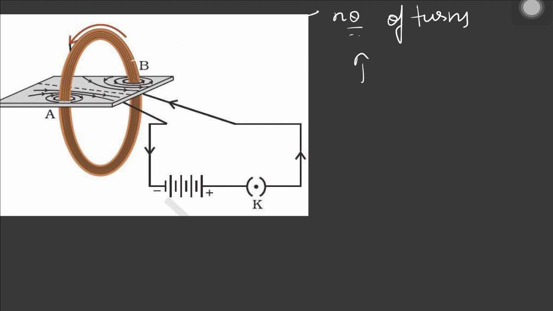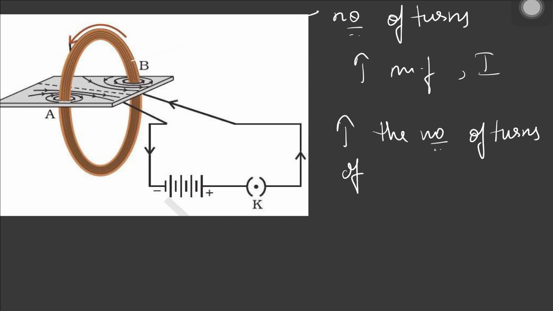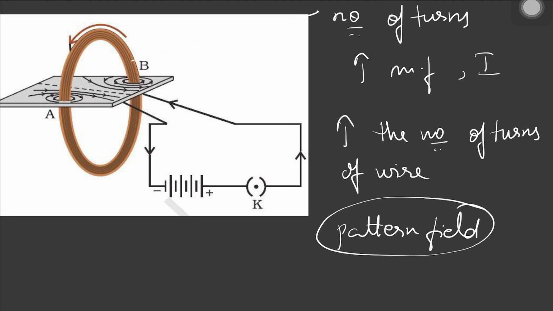So how will you increase the magnetic field or the current in a circular shaped conductor? It is by increasing the number of turns of wire. Hope this activity is clear. So in this activity, we are observing the pattern of the magnetic field lines when we are changing the shape of the conductor. That is, the shape of the conductor is circular. Hope this activity is clear.